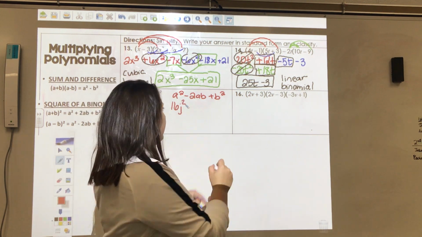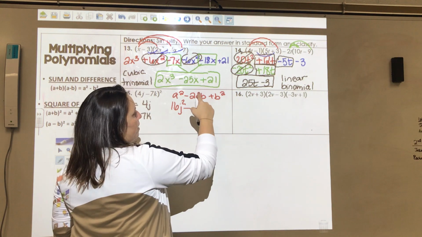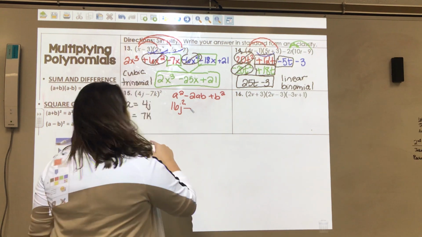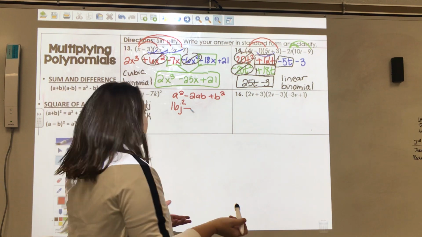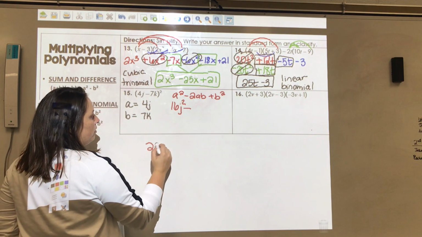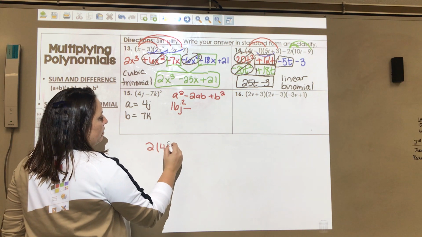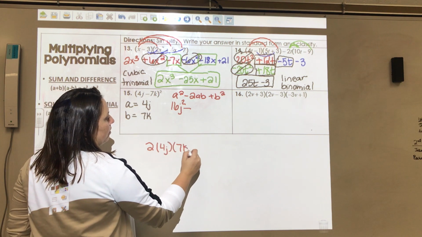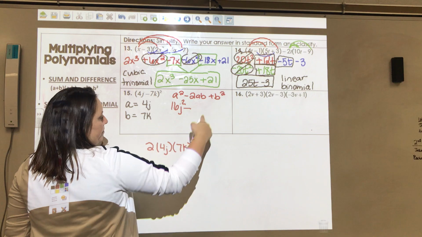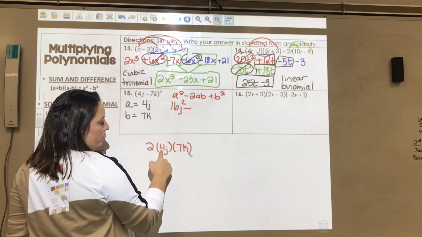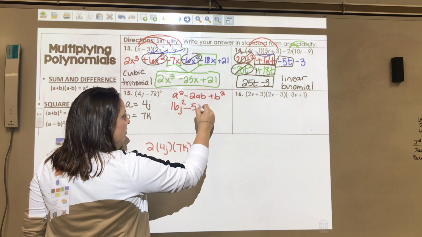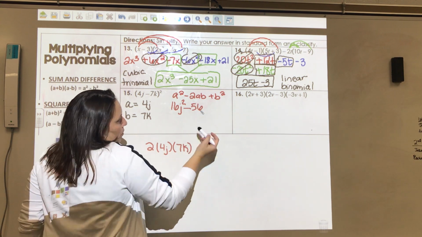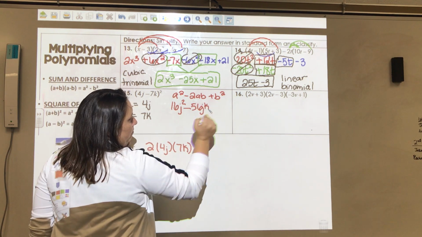All right, now we got minus 2 times a times b. If you need to write it down somewhere, go ahead and write it down somewhere. So we have 2 times 4j times 7k. 2 times a times b. Well, multiply your numbers. 2 times 4 is 8. 8 times 7 is 56. Now we got j times k, which is just jk.